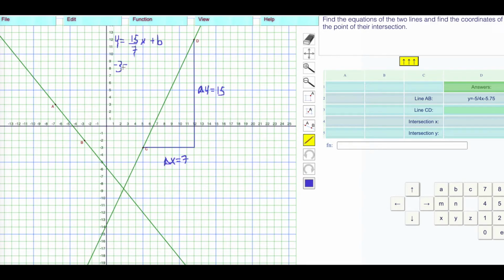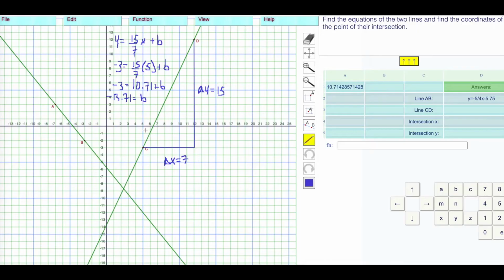We get negative 3 is equal to 15 over 7 times 5 plus our b value. Negative 3 is equal to 15 times 5, which is 75, then divide by 7 is 10 point something, 10.71. Just to remind, we are not rounding this. I'm using 10.714285 and it goes on for a while. I'm using this number that's in the spreadsheet plus b. I'm going to subtract the 10.71 from both sides, which is going to give me negative 13.71 is equal to the b.